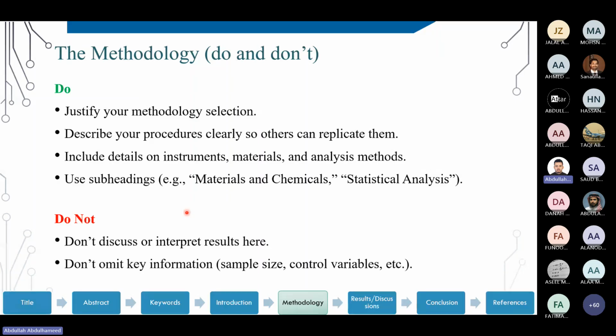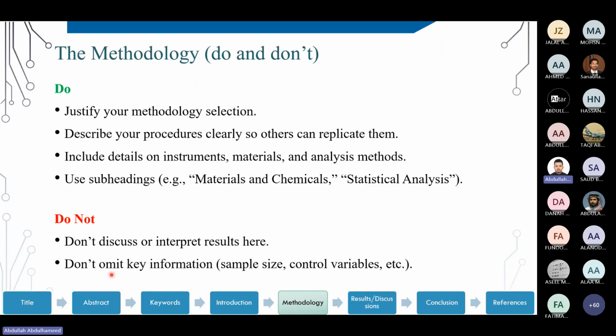Okay. So now, what are the things that you should avoid? Number 1, do not discuss or interpret results in the methodology. So the results, leave them for the next section, which is the results and discussion. 2, do not omit key information. And this is very important.